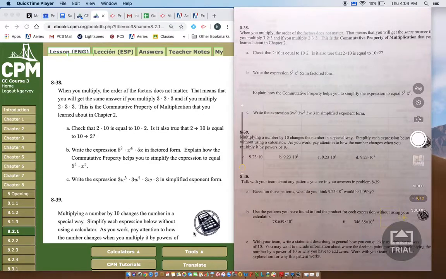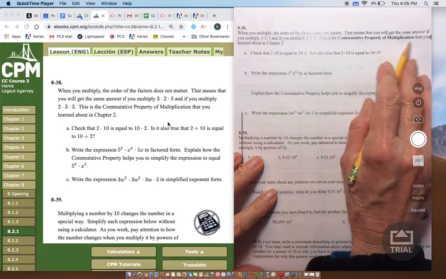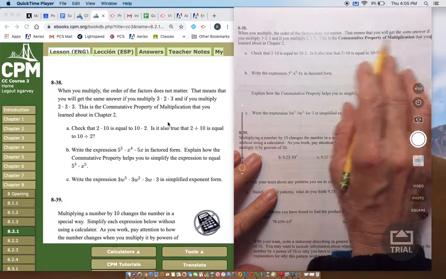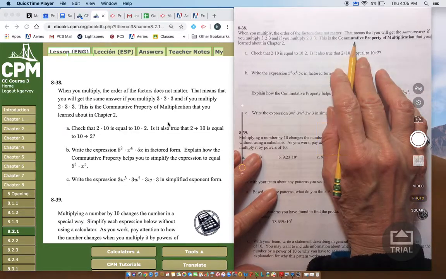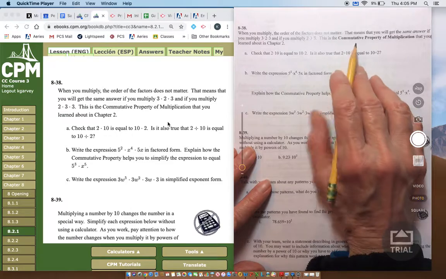We're continuing with section 8.2.1, and we're starting with problem 8-38. Before you start that problem, I'd like to remind you of the commutative property of multiplication. The commutative property of multiplication means that it doesn't matter where you move around the numbers to.